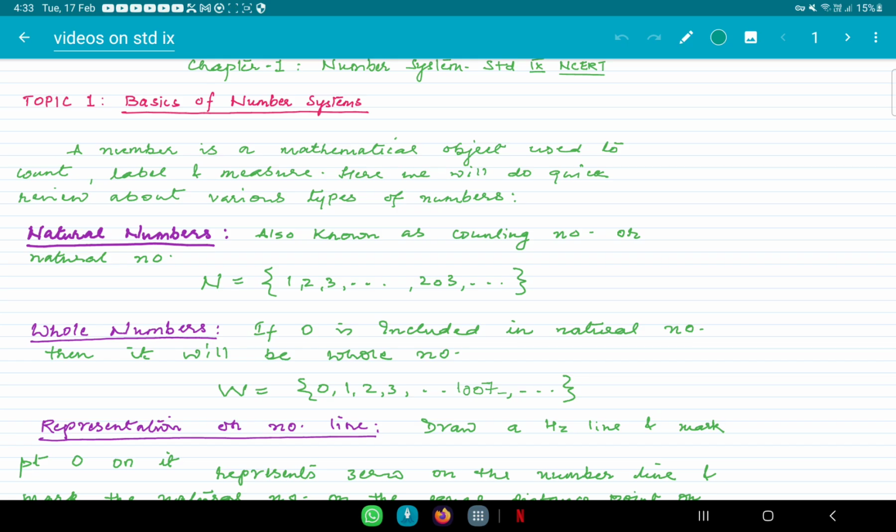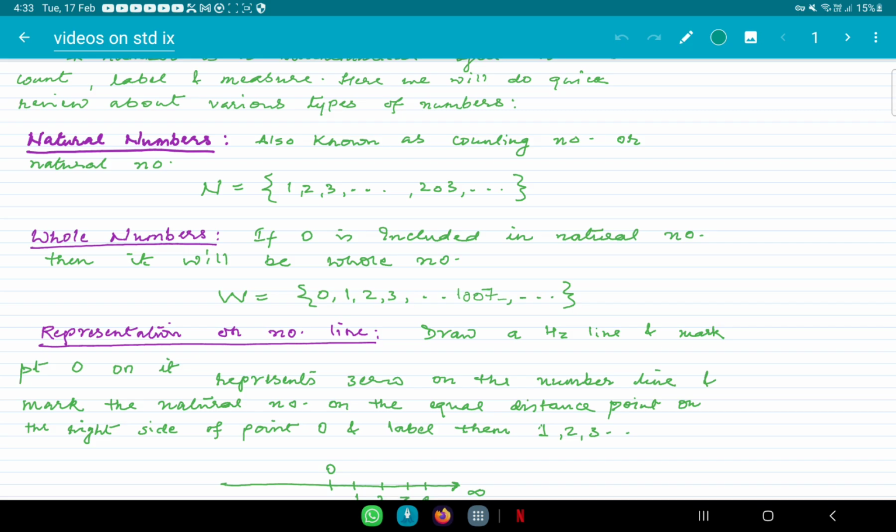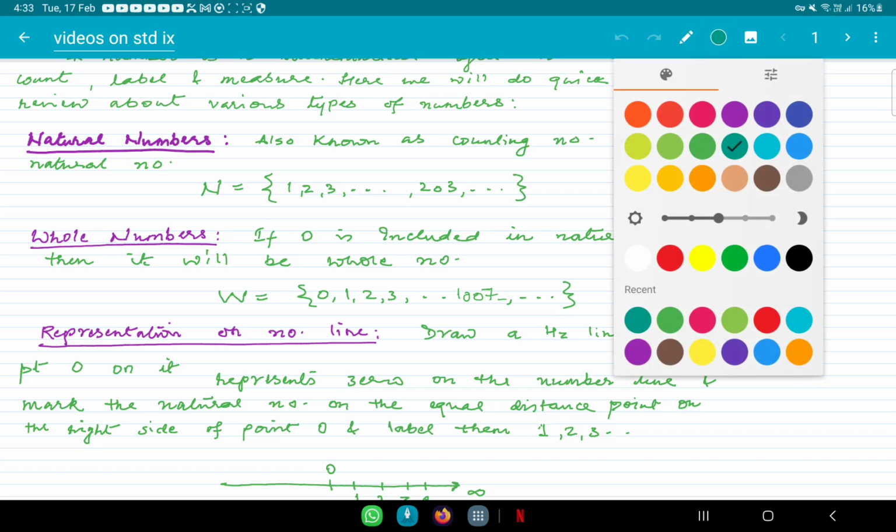Here we will do a quick review about various types of numbers. So I am giving you different types of numbers. Apart from that, there are so many other numbers also. So first is natural number, that is known as the counting number also, and it is denoted by capital N. I am using red color for explanation.